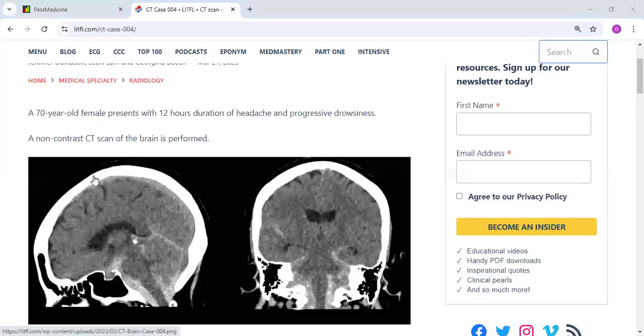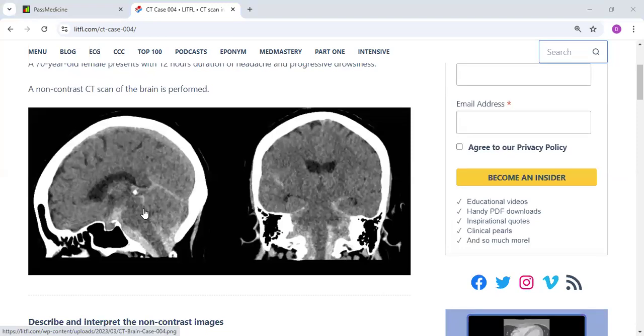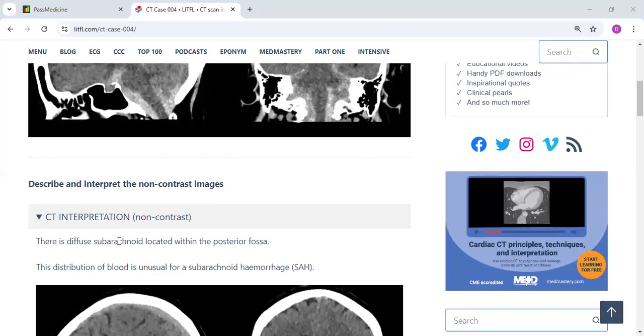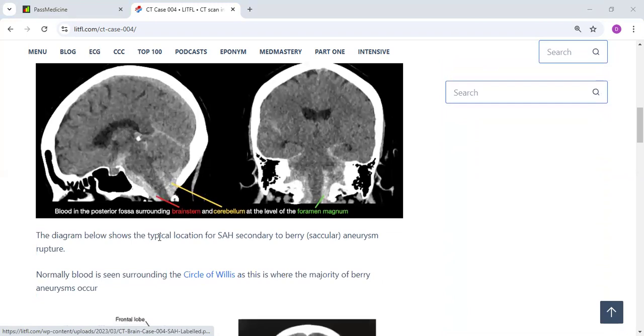The next case is of a 70-year-old female who presented with 12 hours of headache and progressive drowsiness. This is a non-contrast CT of the brain, and you can see the abnormal place where the bleeding has occurred. This is basically subarachnoid hemorrhage in the posterior fossa. On both sides, you can see this dark gray. So this is an acute hemorrhage, a diffuse subarachnoid hemorrhage within the posterior fossa.